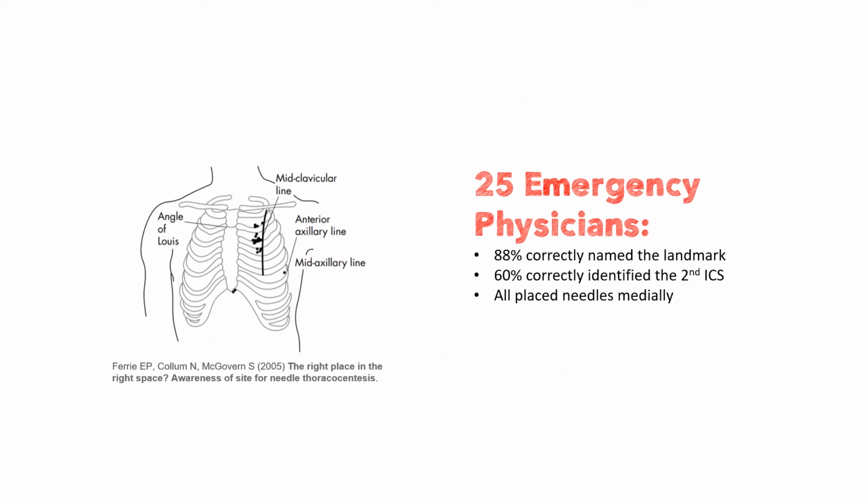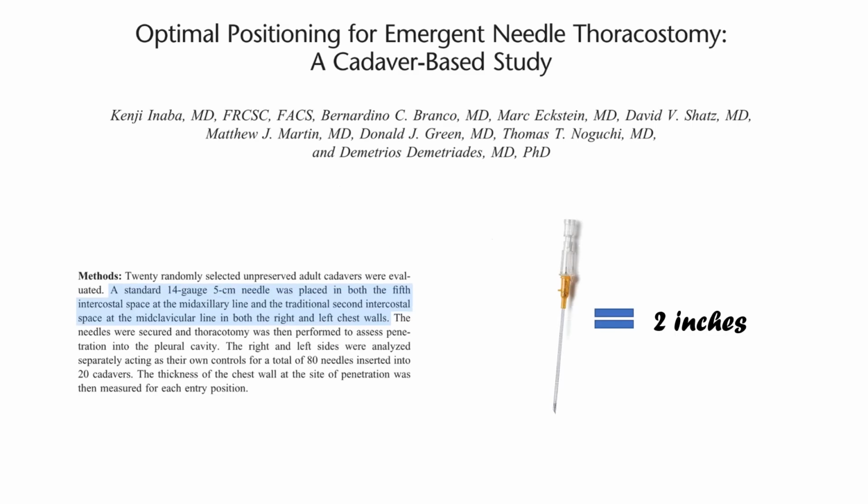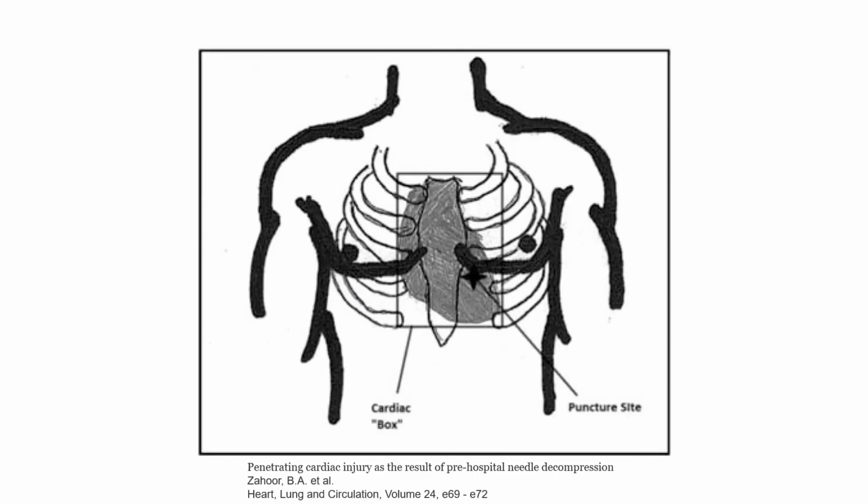Now you might be saying, well, I like the second intercostal space. It's easier for me to find, and I'm more comfortable with sticking the needle in the second intercostal space. And I use a long needle, so I'm pretty confident that I can reach the pleural space with that needle. And if that is your argument, I will contend that most of the studies that I am referencing do look at a 14 gauge 5 centimeter needle, which is about 2 inches long, at the second intercostal space.